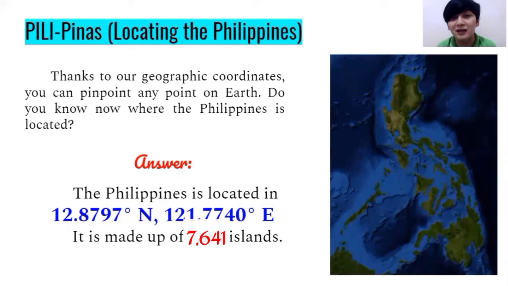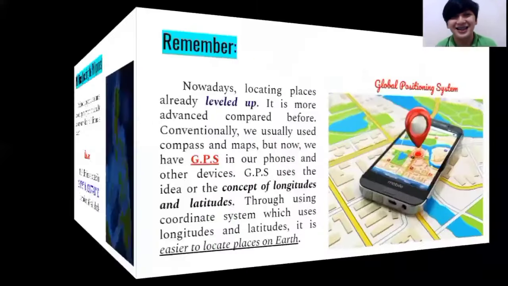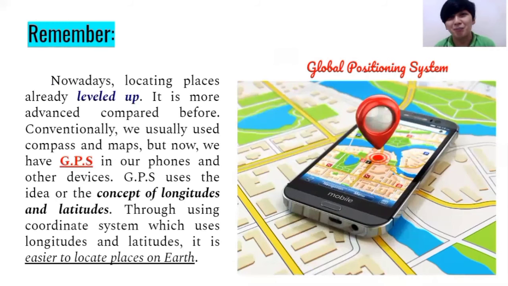And we are made up of 7,641 islands already. Hindi na tayo 7,107. We are now 7,641 islands. Okay? And you need to explore that vast islands and islets. So, another thing to remember.